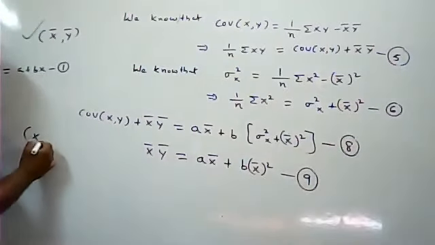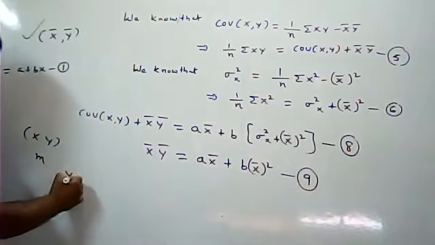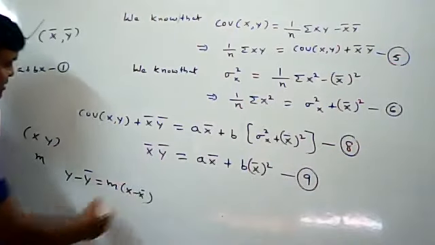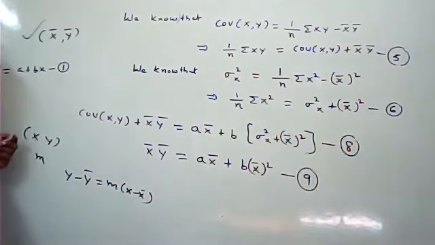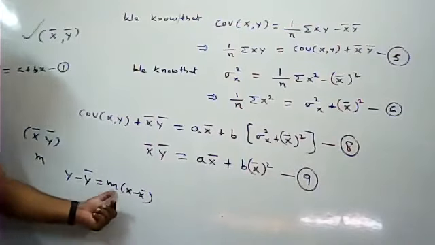Suppose a line passes through the point x, y, and m is the slope of the line. Then what is the equation? All of you know the equation: y minus y bar equal to m into x minus x bar. If any line passes through the point x bar, y bar, and m is the slope of the line, then the equation is y minus y bar equal to m into x minus x bar. So this m is called the slope.